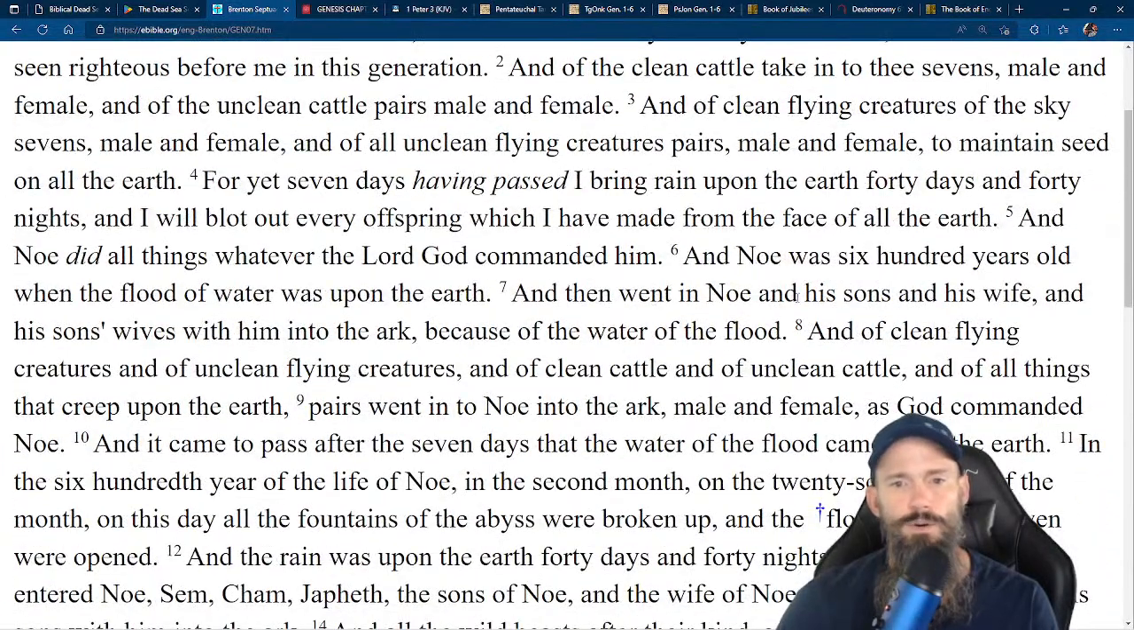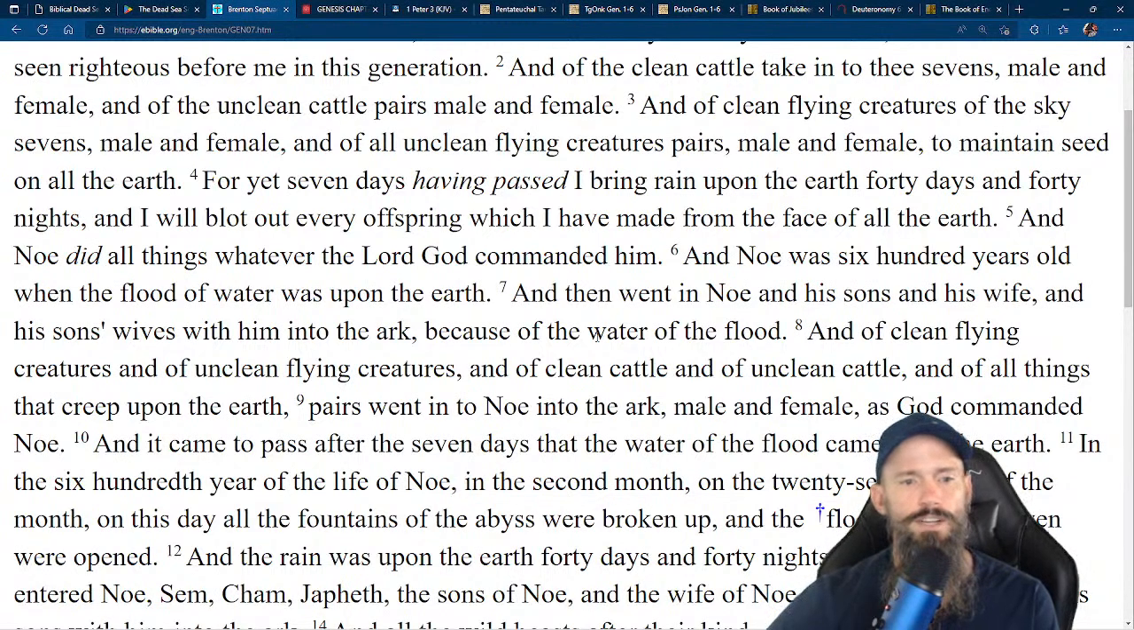And then went in Noah and his sons and his wife and his sons' wives with him into the ark, because of the water of the flood, and of clean flying creatures and unclean flying creatures, and of clean cattle and of unclean cattle, and of all things that creep upon the earth. Pairs went in to Noah into the ark, male and female, as Yahuwah commanded Noah.